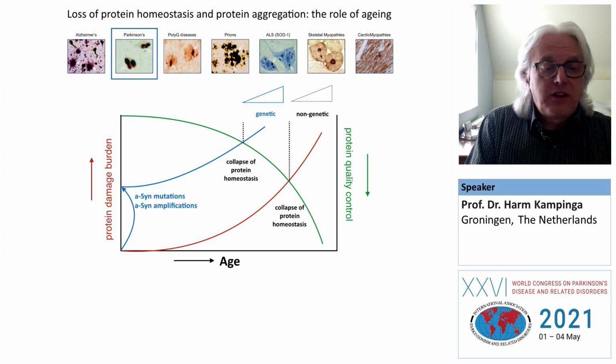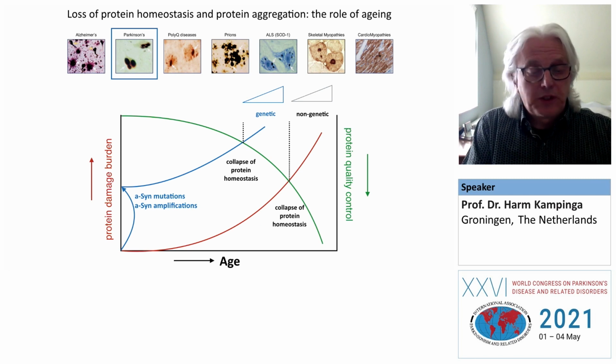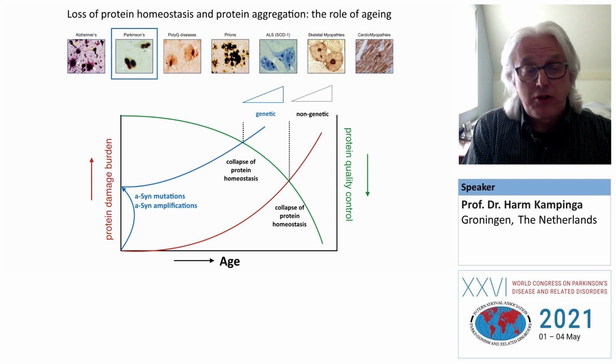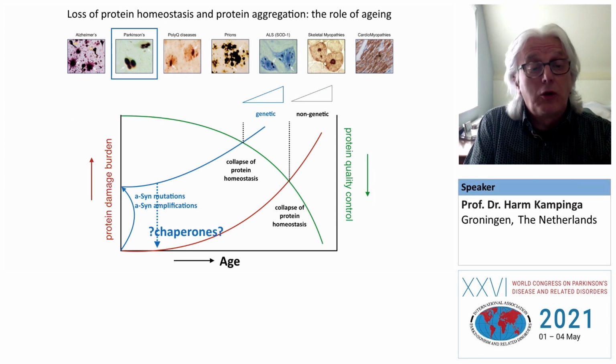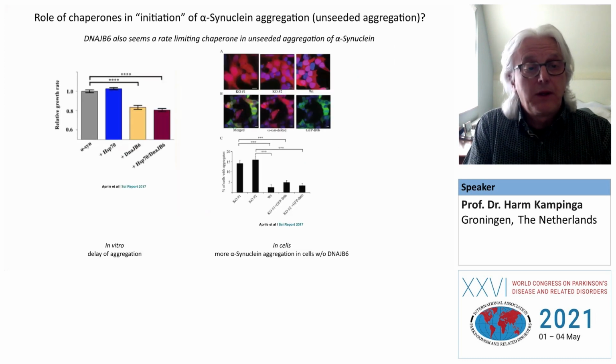And obviously now the question is, can we do the same thing for, for instance, Parkinson's disease, in which we also know that there are certain mutations and amplifications that actually predispose people for genetic forms of these diseases with an earlier onset. And so this DNAJB6 that we had discovered was next discovered to be very broadly anti-amyloidogenic. And one of these evidences is then, can indeed that chaperone or other chaperones also block the initiation of that aggregation. So the first question in our JPND project was, can chaperones delay the initiation of unseeded aggregation of alpha-synuclein?